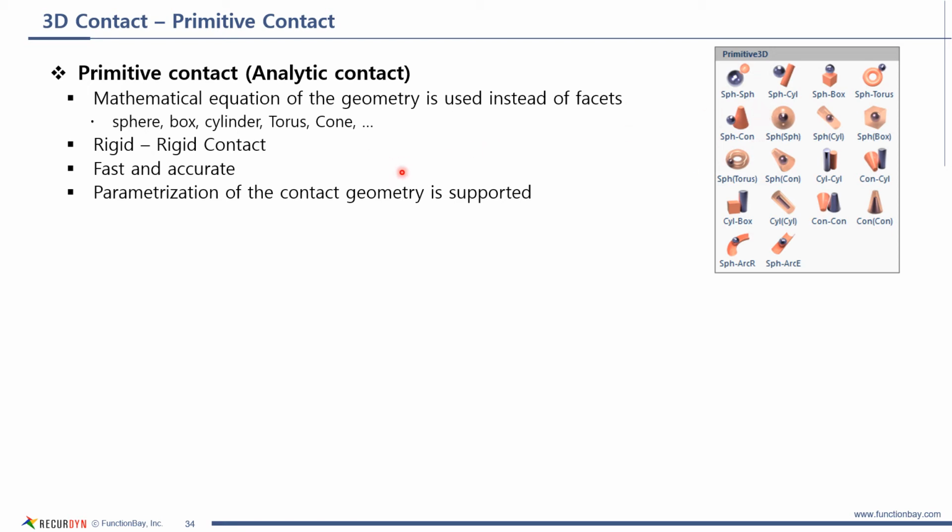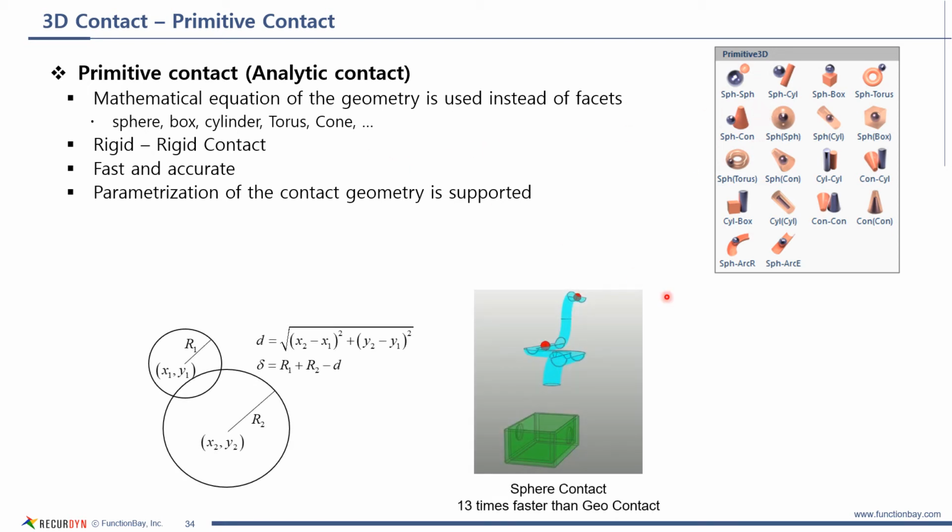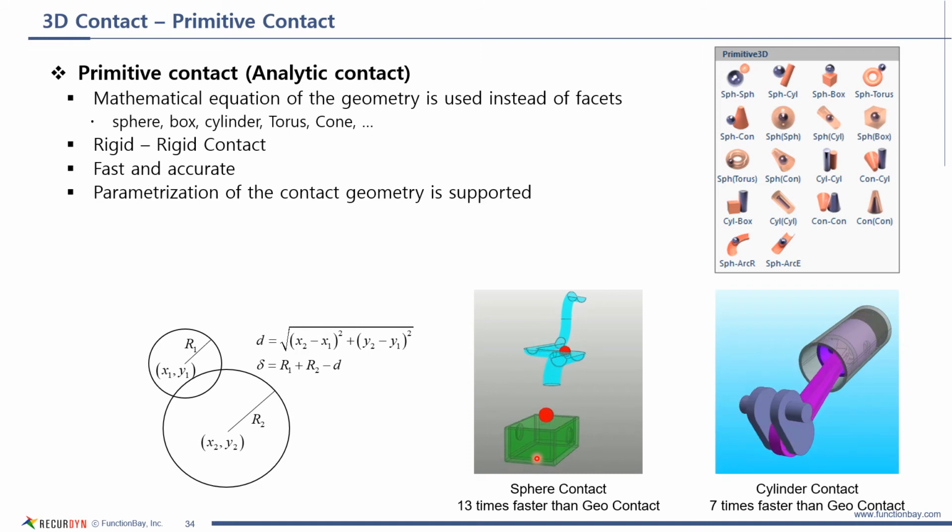For example, this model uses sphere contacts, and it is 13 times faster than using general 3D contact. This model uses cylinder contact, and it is 7 times faster than using general 3D contact.